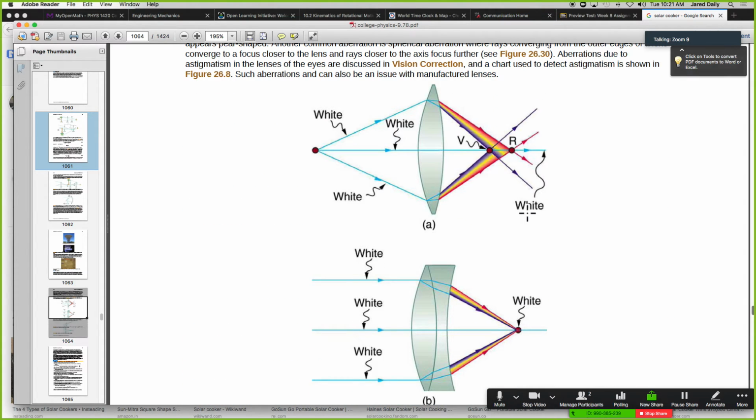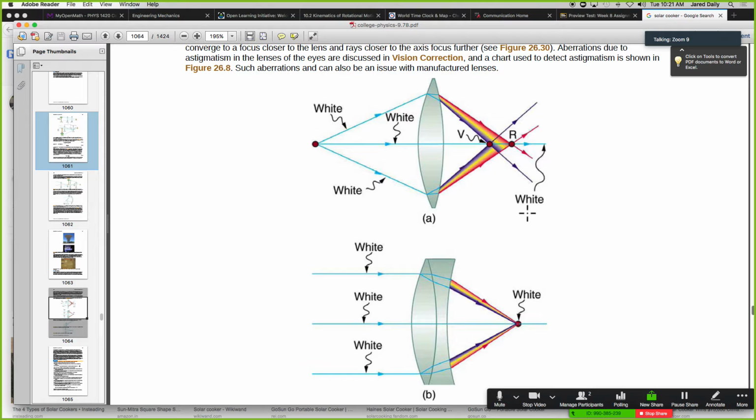But this is what we call chromatic aberration, where we've already learned that light coming into a material splits often because it has different focal lengths for different wavelengths, right? And this is what happens: your red wavelengths tend to focus further away from the lens, and your blue wavelengths tend to focus closer to the lens. So you get a spreading of your focus again, and you get a rainbow effect. You get little rainbow edges, and this is called chromatic aberration.